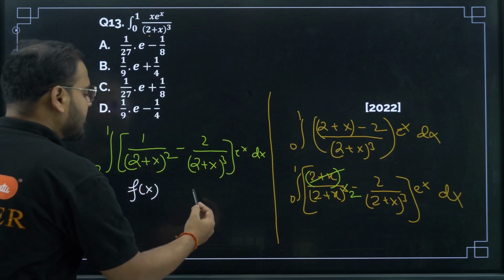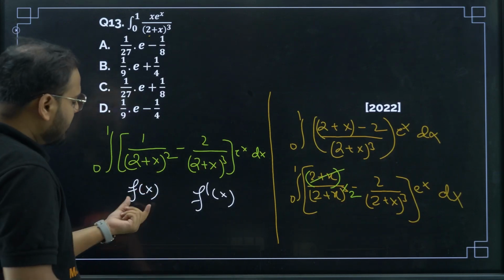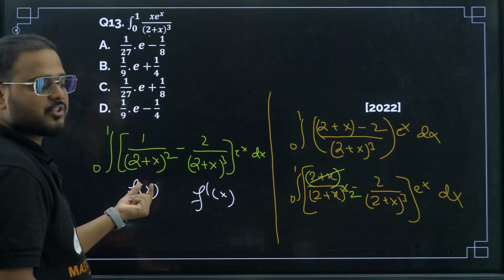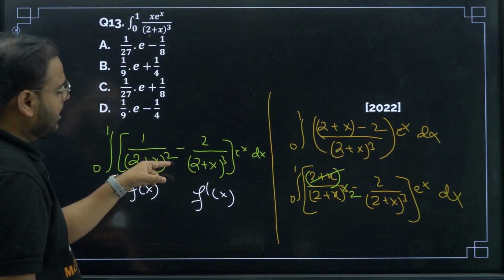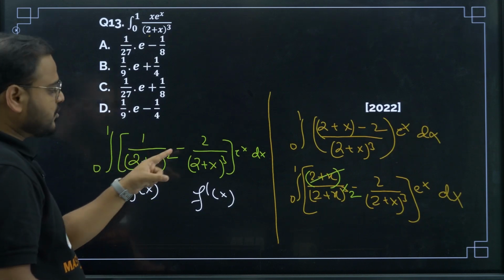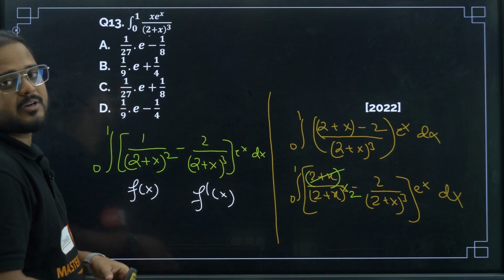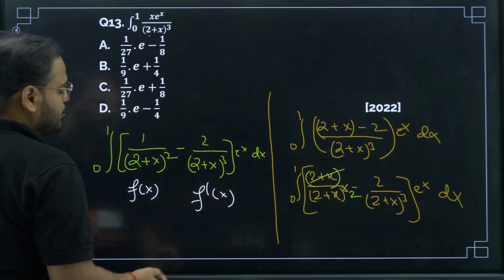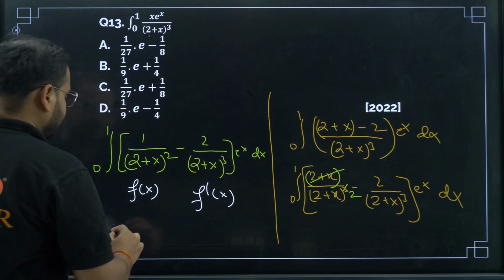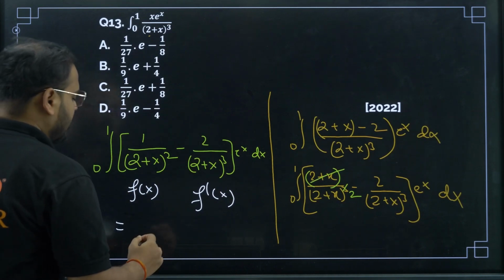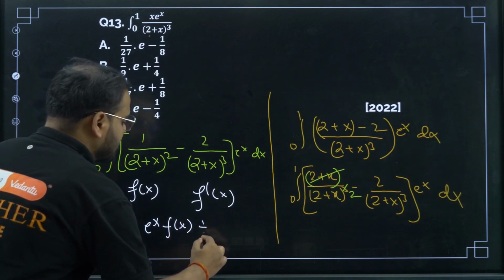If you are not sure what I did, take this function as f(x) and do the differentiation, you're going to get this as the answer. Minus 2 will come as the coefficient, and minus 2 minus 1, so minus 3, will come in the denominator again, to make it positive. So if you see here, f(x) plus f dash of x, times e power x, what is the integration of this? Same thing, e power x f(x) plus c.